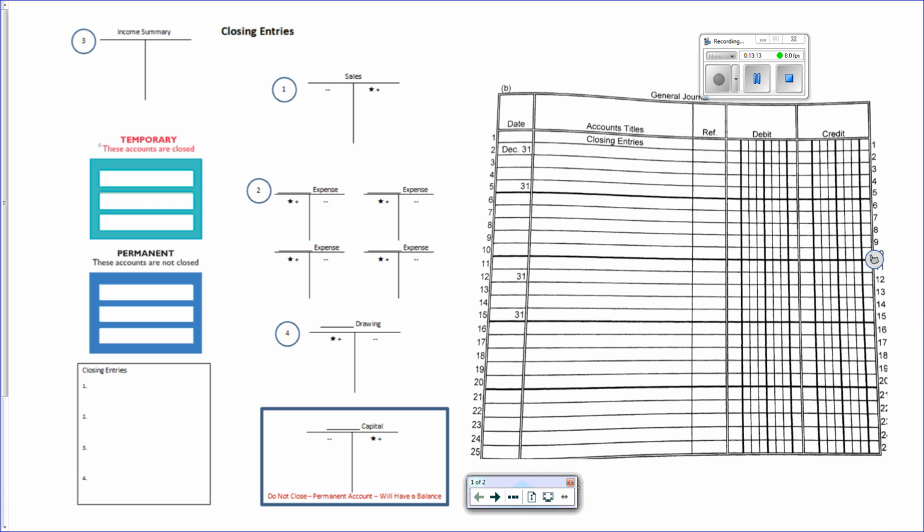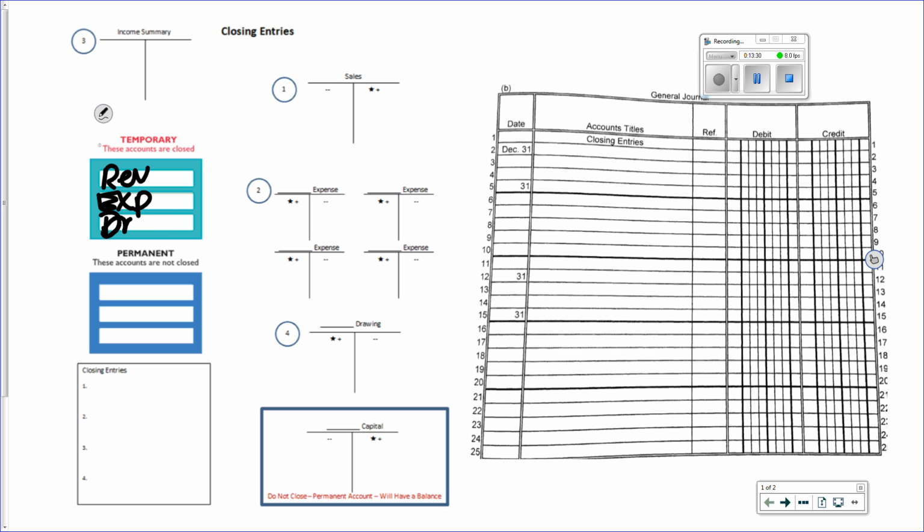So since I don't have this on my sheet, I'm going to have you review. And try not to look at your notes. What are temporary accounts? Revenue. What does it mean to close them? What's another set of words for that? Zeroed out. Why? What are we going to do with them? Throw them away? They get funneled.